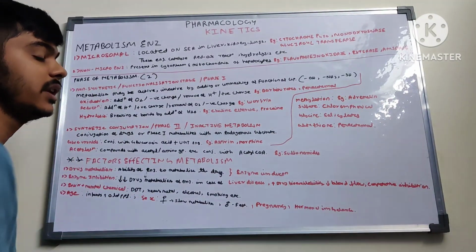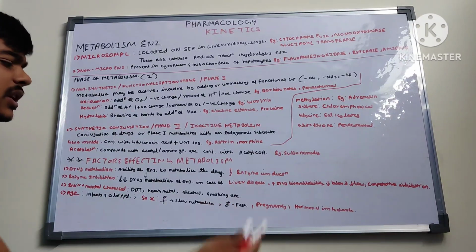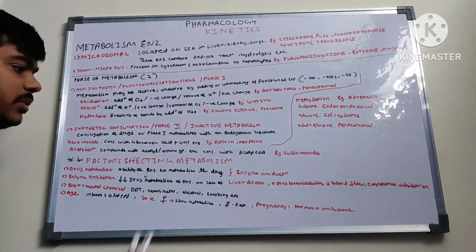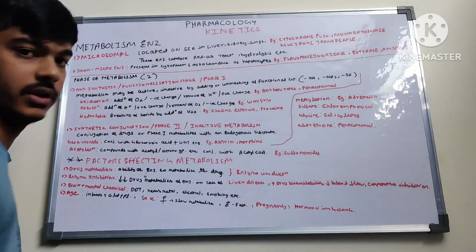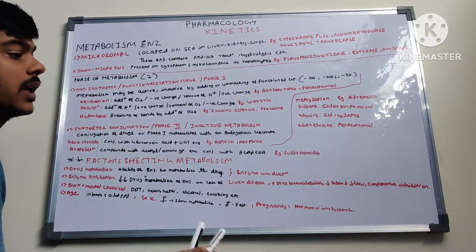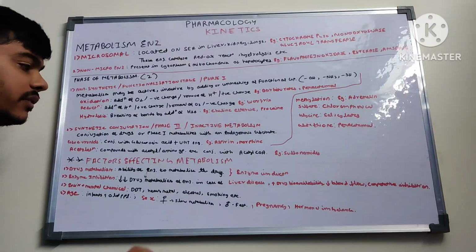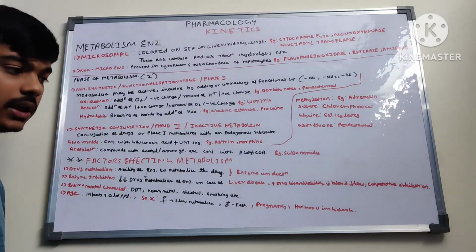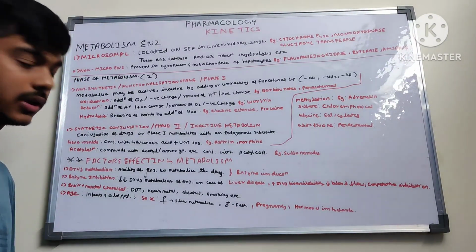Next is decreased blood flow to the area. If there is less blood flow, then there is less metabolism of the drug. There is also competitive inhibition. Suppose two drugs compete with each other for the active site, and the desired drug of therapeutic effect is not showing action, but the other drug is.